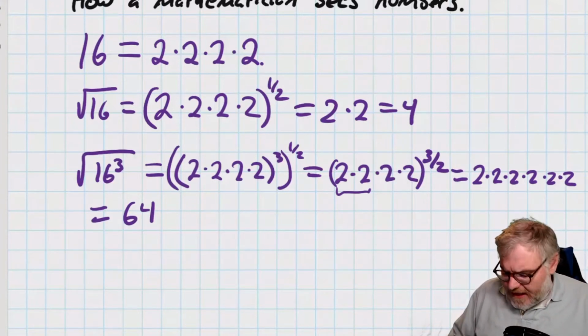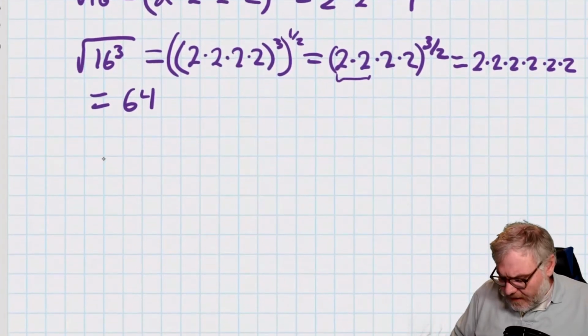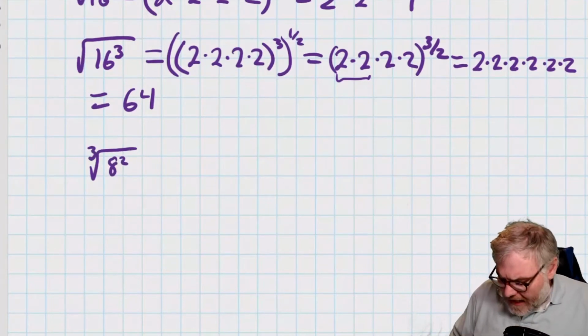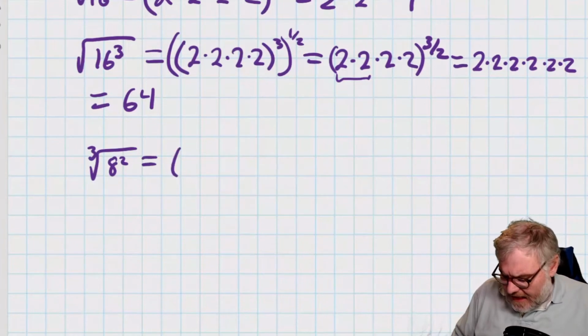Okay, let's look at another one. Let's say I want the cube root of 8 squared. Okay, well, that 8 is 2 times 2 times 2.